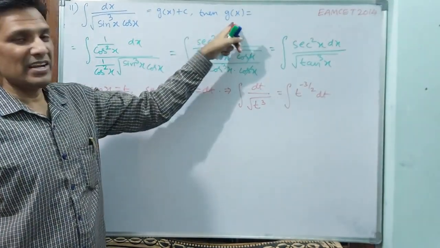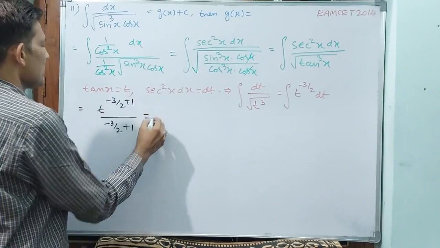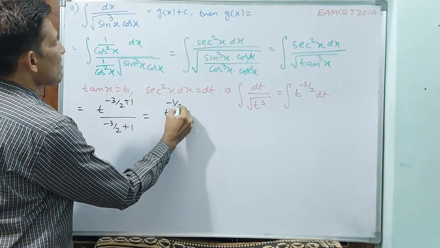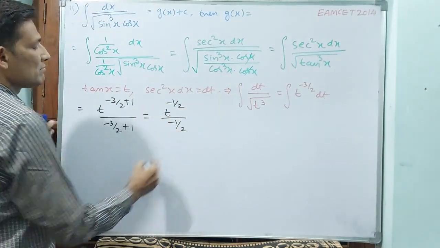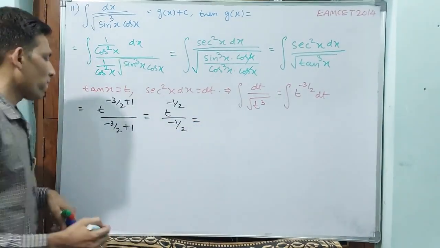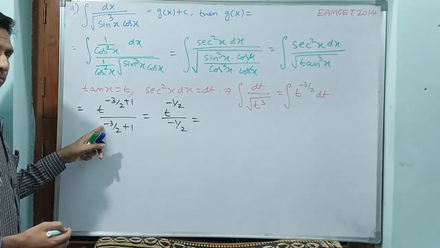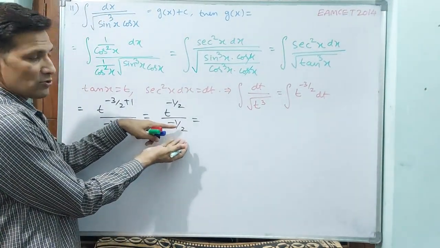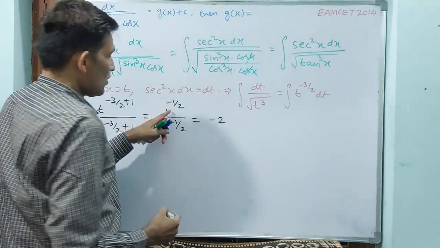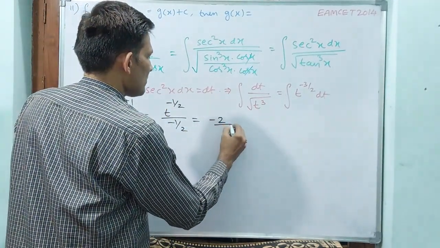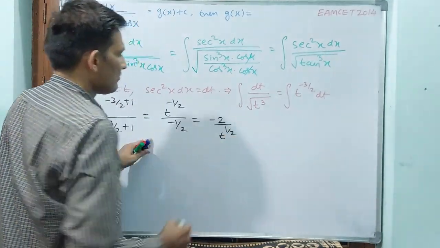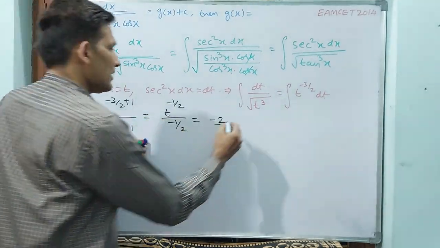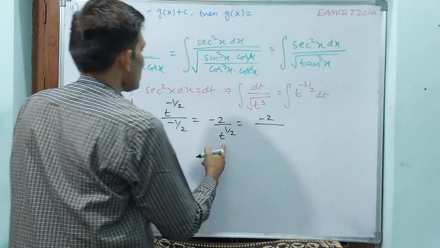No, why? Because we are finding g(x). Why should we write it? We reduce one step. See, minus 3 plus 2, minus 1 by 2. T power minus 1 by 2 divided by, this is also minus 1 by 2. That is equal to minus 3 plus 2, minus 1 divided by 2. See, this minus 1 by 2 means in the numerator this is going to become minus 2. T power minus 1 by 2 is going to become t power 1 by 2 in the denominator, since minus in the numerator means plus in the denominator. That is equal to minus 2 by root t.